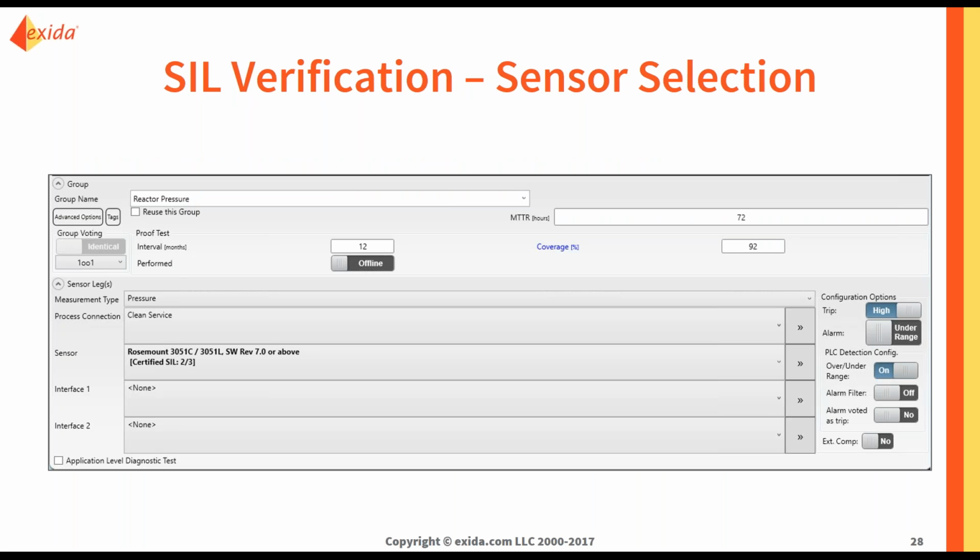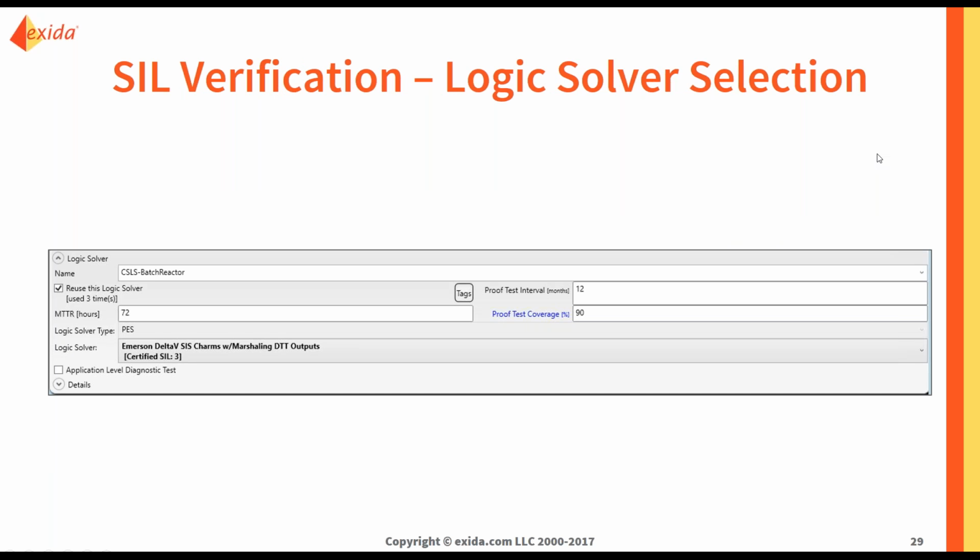I wanted to walk you through quickly what SIL verification looks like in exSILentia to give you an idea of what I mean. So you see here, this is where we specify the sensor. You can see we've chosen a manufacturer, a certain model number, pressure transmitter. You can also see a proof test interval is defined and a proof test coverage, as well as a mean time to restore. The sensor classifications are input here, and this goes into the calculation for the overall achieved SIL level.